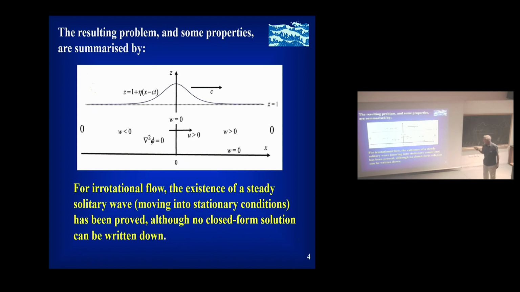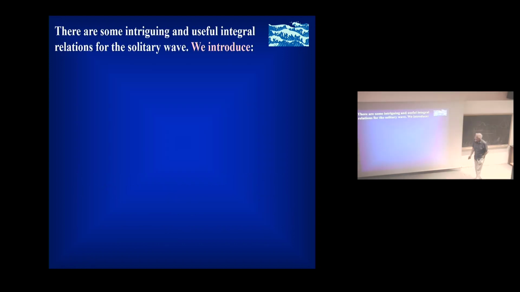Yes, for irrotational flow, the existence of a steady solitary wave has been proved, but as I've already said, there is no closed form solution. There is another special result which I'll refer to, and I'll be able to give you the name of that. I can't remember. There are, in fact, many names associated with the existence of the steady solitary wave. Okay. I've just mentioned Longuet-Higgins.